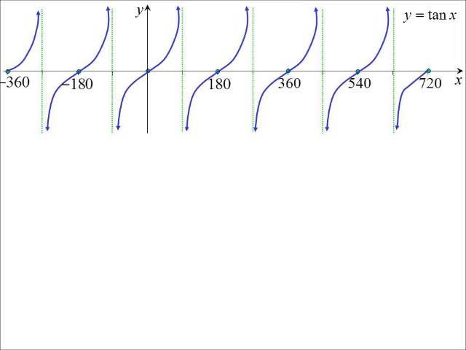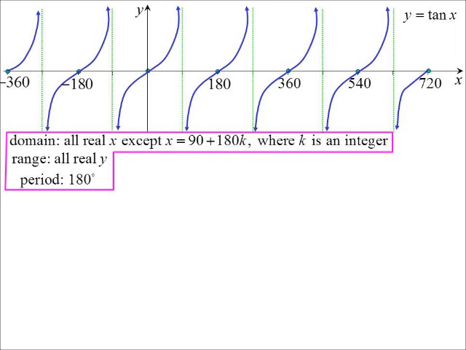That makes writing the domain very interesting. Domain. It's all real x, except we've got all these asymptotes. So I guess the neatest way of writing that is saying, well, except 90 degrees, and then every 180 before and after that. So I'll just say plus 180k, where k is some whole number, some integer.